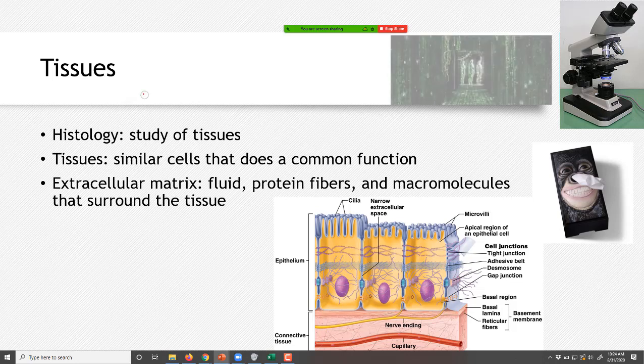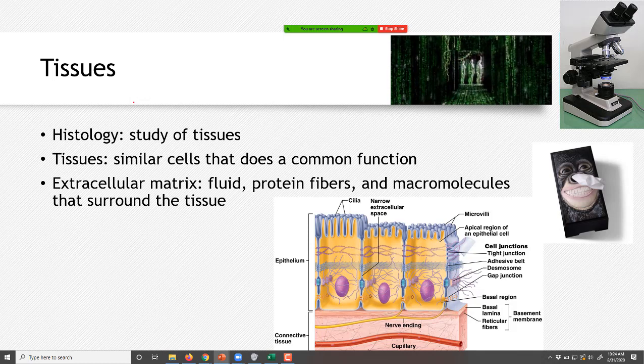There are 4 main types of tissues, but they also have this extracellular matrix involved as well. The extracellular matrix is things that are outside of the cell, the neighboring area outside of the cell. It's going to consist of some sort of liquid if it has a liquid extracellular matrix. Some of them have a solid extracellular matrix, and we'll talk about that later. But it also contains fibers as well as other macromolecules. Macromolecules means big molecules. Macro means big.